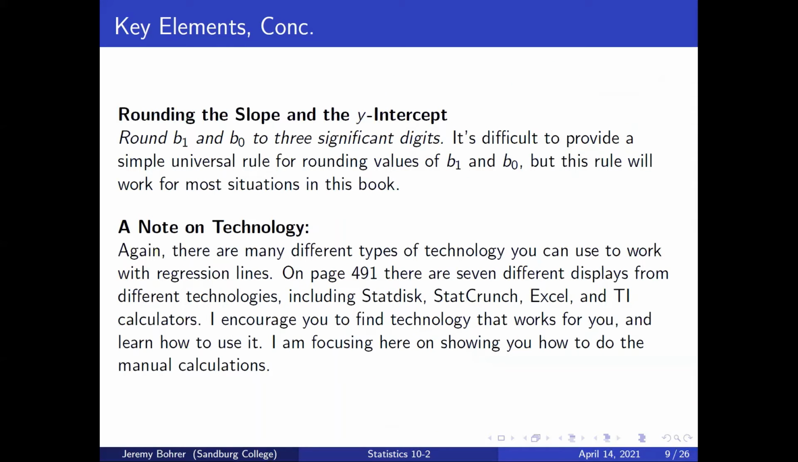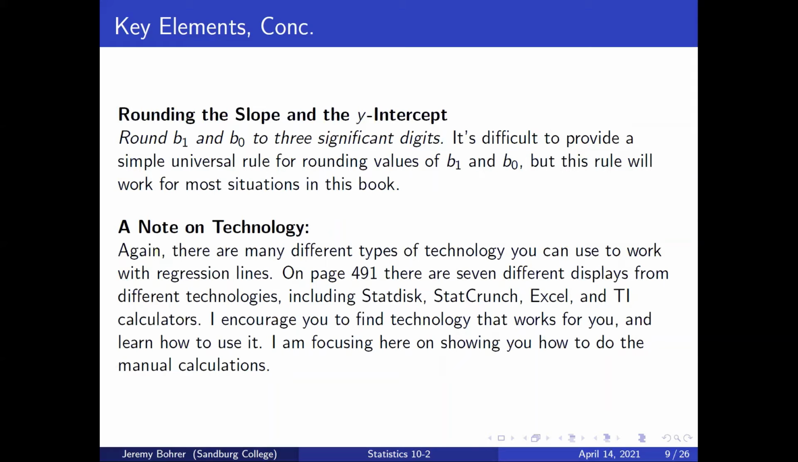Rounding the slope and the y-intercept. Round b1 and b naught to 3 significant digits. It's difficult to provide a simple universal rule for rounding values of b1 and b naught, but this rule will work for most situations in this book.